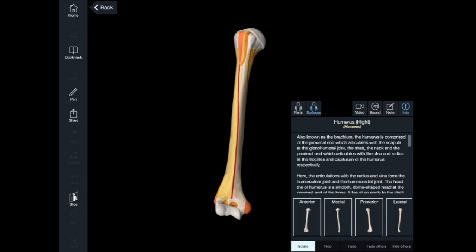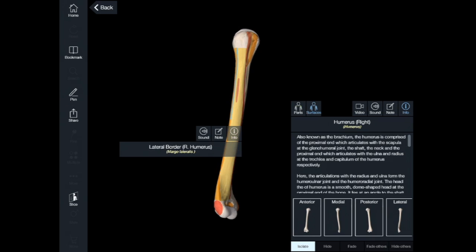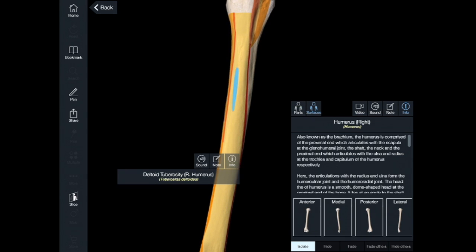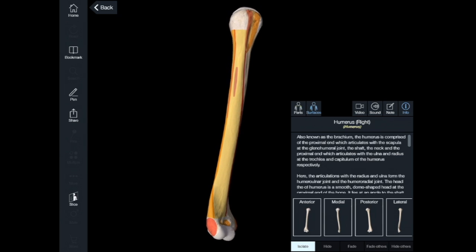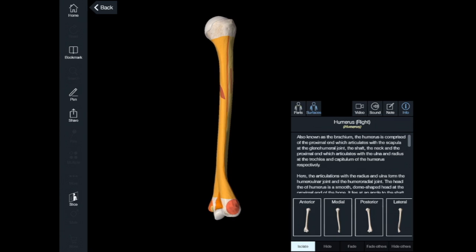So about halfway down the lateral aspect of the humerus, there is an elevation which is called the deltoid tuberosity. Then behind and below the deltoid tuberosity, we've got a groove which is called the spiral groove, or the radial groove. The spiral groove, or the radial groove, transmits the radial nerve and the profunda artery.